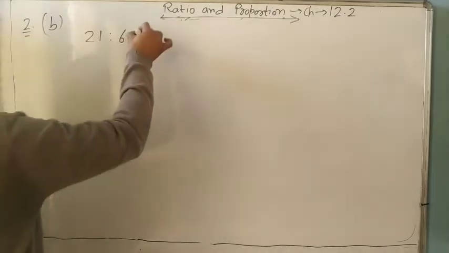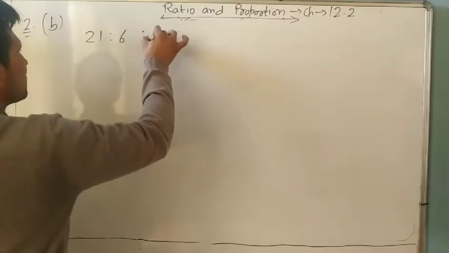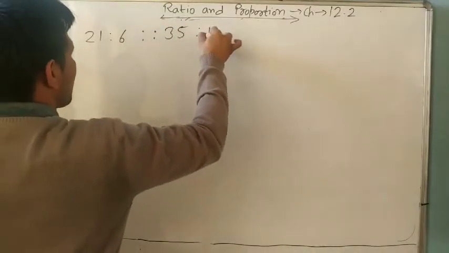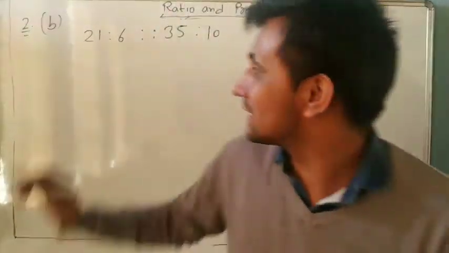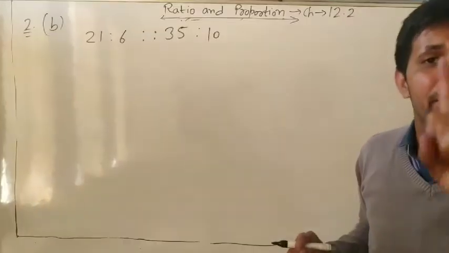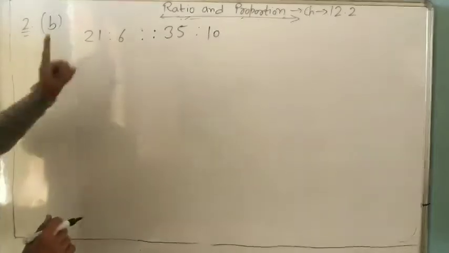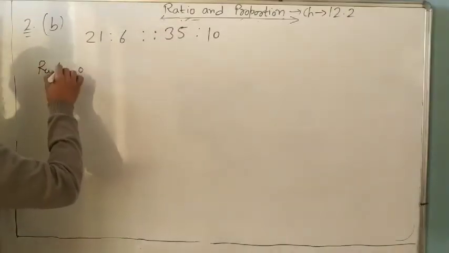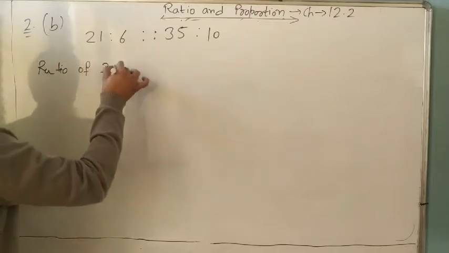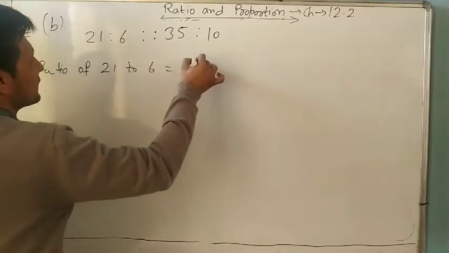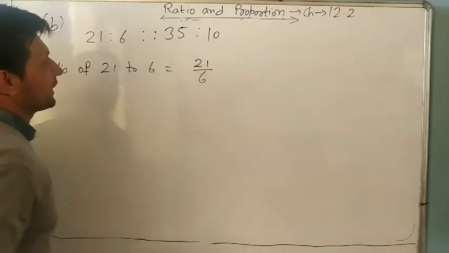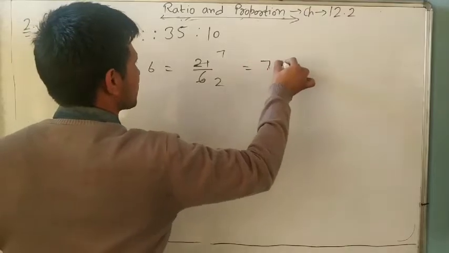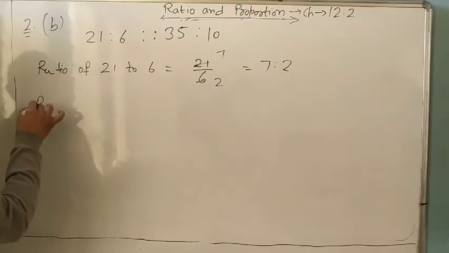21/6 in proportion to 35/10. What is proportion? In what case can you say that they are in proportion? If the ratios are equal. So first we will find the ratio of 21/6. So 21 divided by 6. What comes? 3 sevens are 21, 3 twos are 6. What is the ratio? 7/2. Next, same as it is.